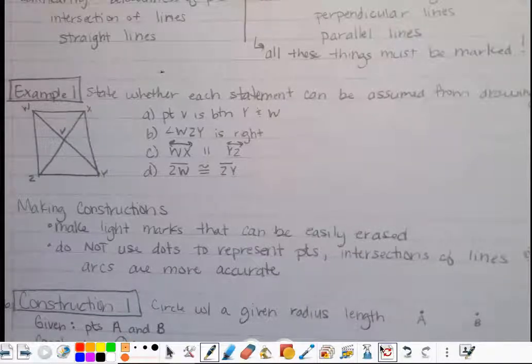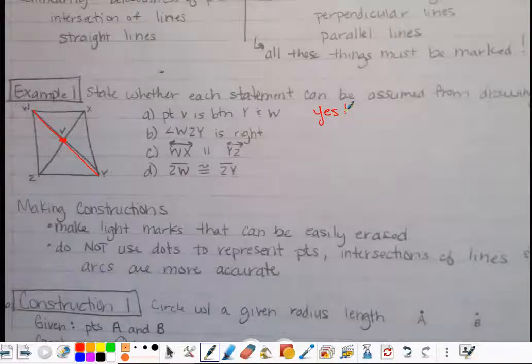So A, point V is between Y and W. Point V, sorry, is between, yeah, we can assume betweenness, right? We have Y and W, point V is right there. So yes, we can assume that. Woohoo! How about B?